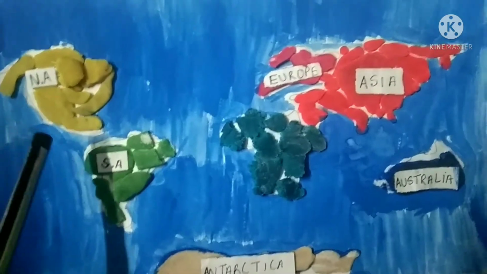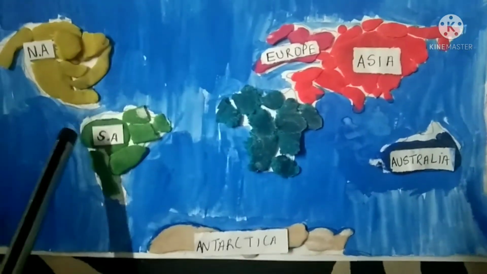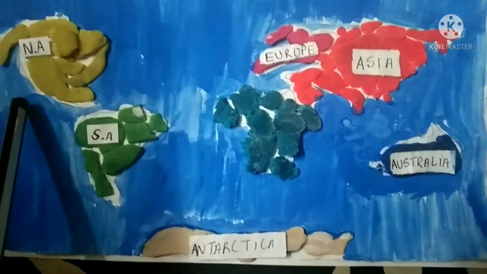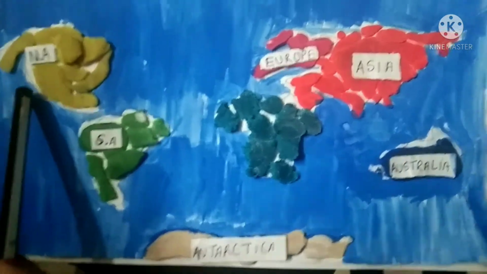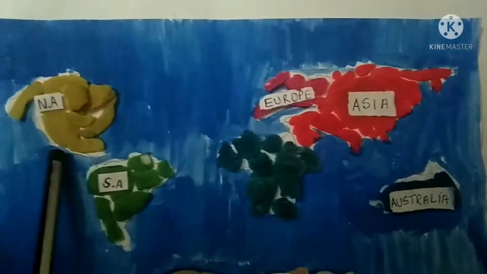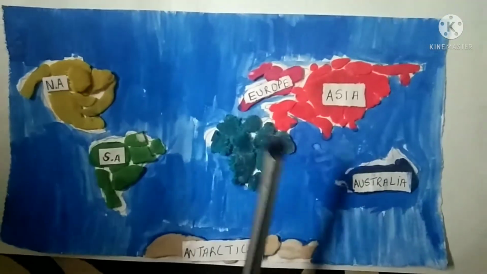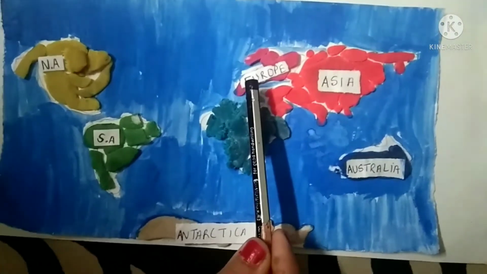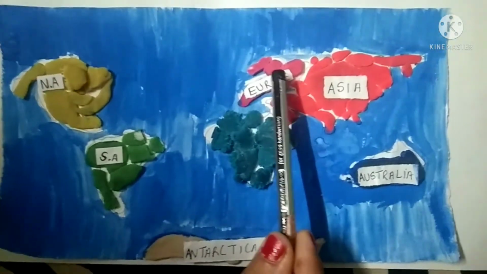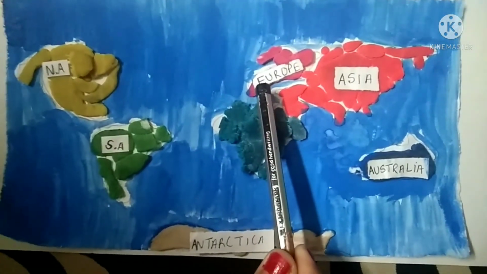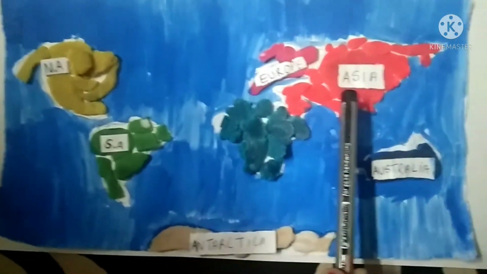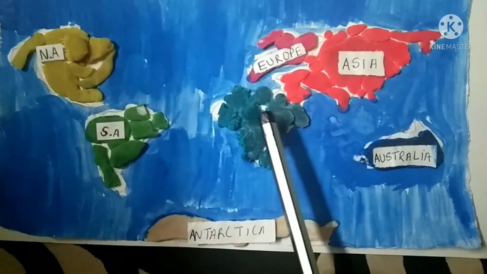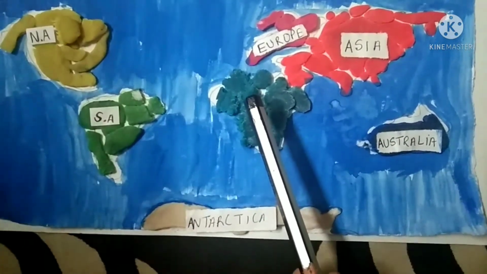Now class, see here, I fill all the shapes of the continents with the help of different colors of clay, and I also mention the name of each continent. See, this is the continent of North America. Just like this, this is the Europe continent. So I use pink color clay and mention the name here, Europe. Same like Asia, same like Antarctica and same like Australia. So class, here you can also label this continent, that is Africa.